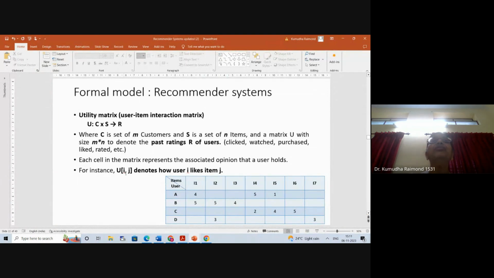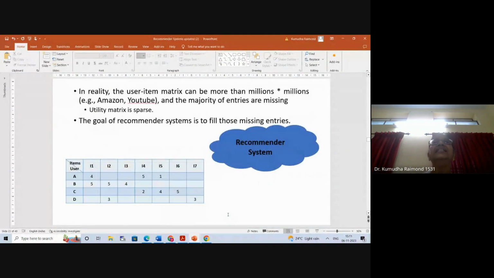So this is capital U of I and J, which denotes that user I likes item J. Okay, all these things are the likes and dislikes, which have been calculated from the labels or the user preferences, from the clicks, from the ratings, from likes and dislikes. It is called a utility matrix. It denotes how much a user likes a particular item.